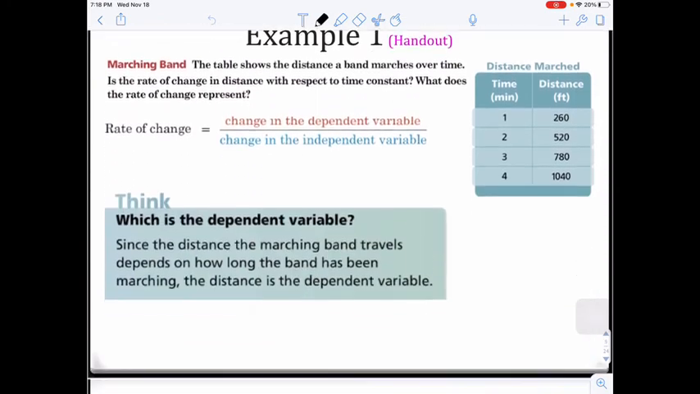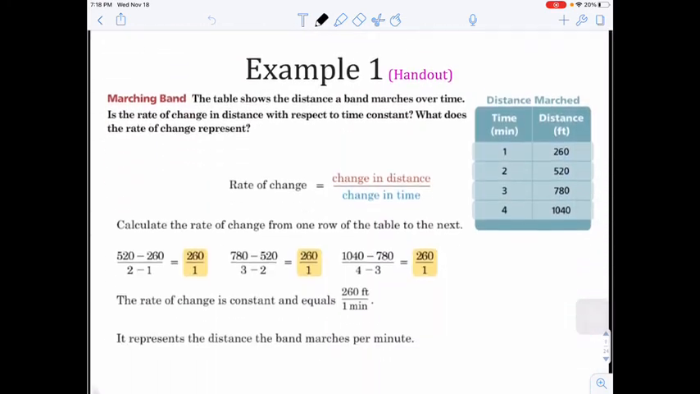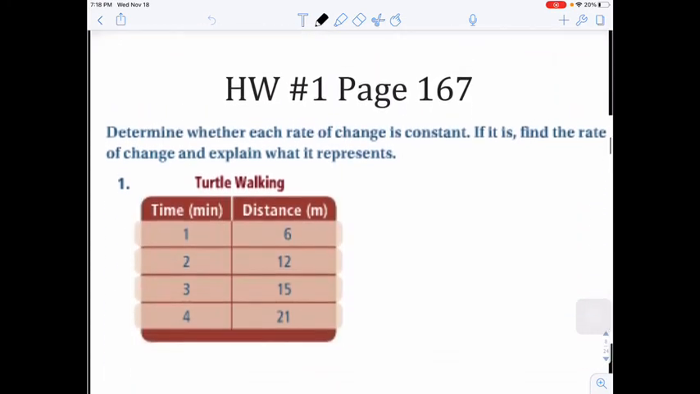The following few slides have all of this work written out. And then on page 167, we have the first You Try: determine whether each rate of change is constant. If it is, find the rate of change and explain what it represents.